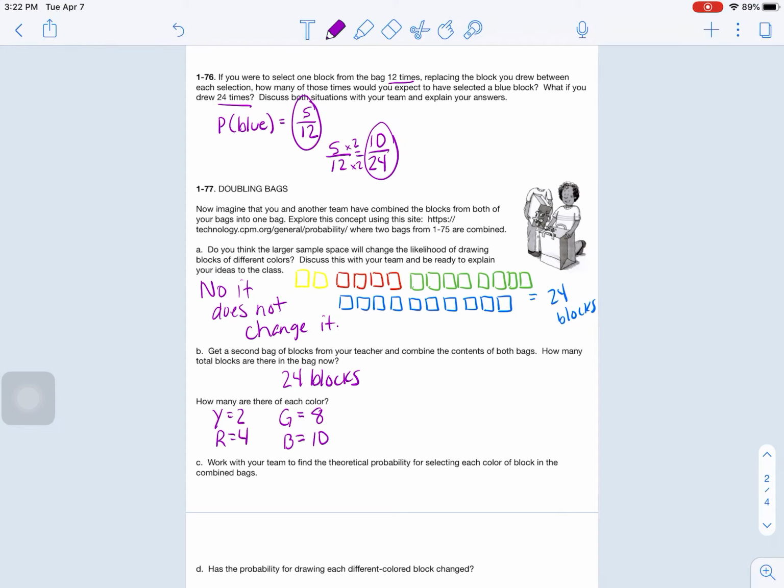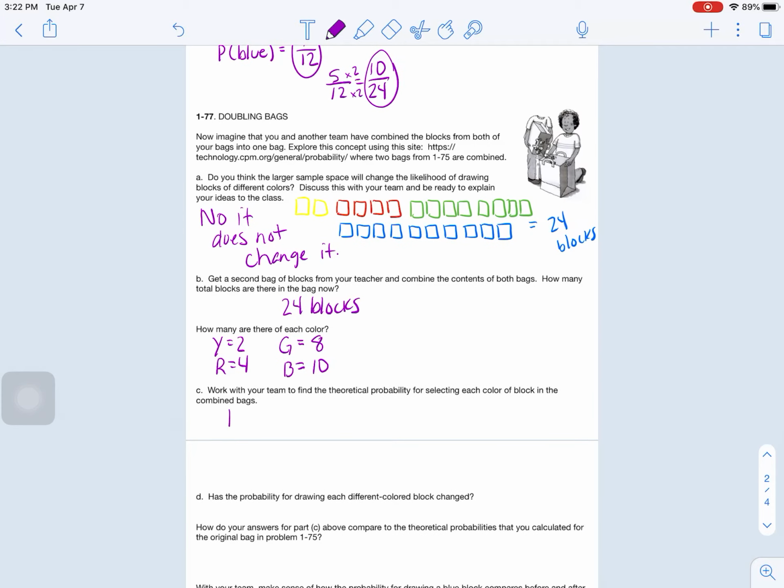Work with your team to find the theoretical probability for selecting each color of block in the combined bags. So we're going to go ahead and label this. My probability of yellow, probability of red, my probability of green, and my probability of blue. So let's do a couple together, and then I'm going to ask you a question about one of these. So let's go ahead and do the probability of yellow. So now it's out of 24, and there are 2 of them.